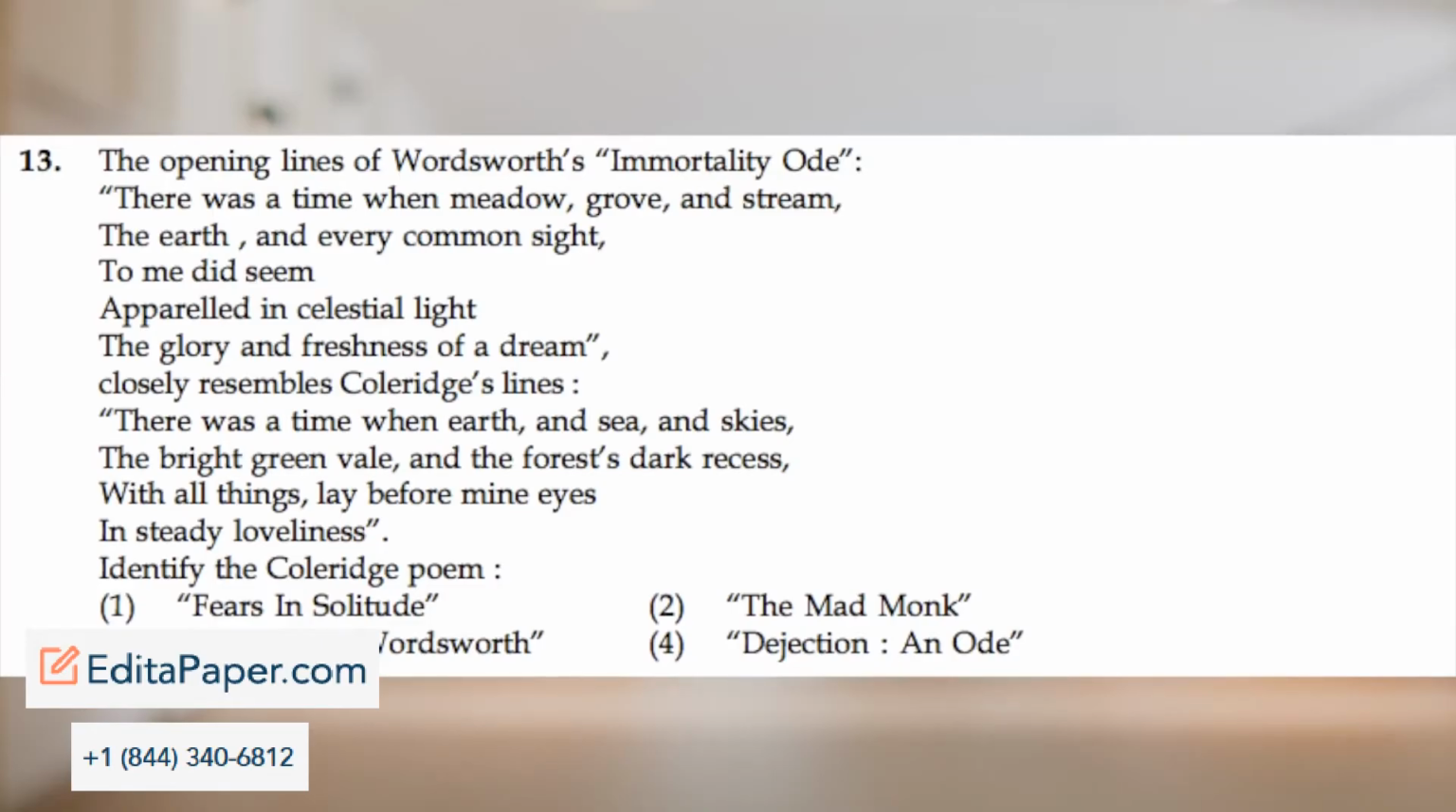The very first thing is that these lines are actually opening lines. So "the earth and every common sight to me did seem apparelled in celestial light, the glory and freshness of a dream" closely resembles Coleridge's lines: "There was a time when earth and sea, skies, the bright, the green, the vale, and all these things." Guys, it's very, very easy. I'm sure you can relate.